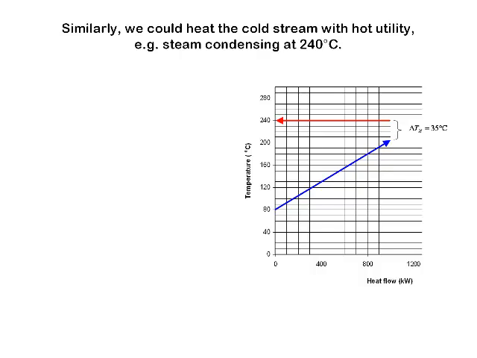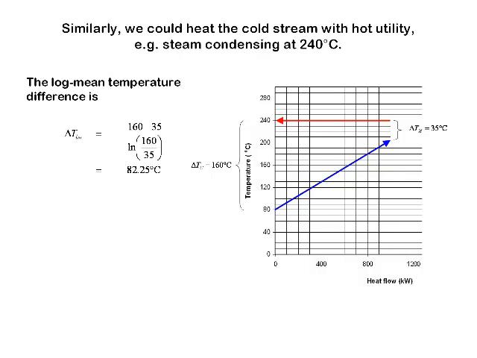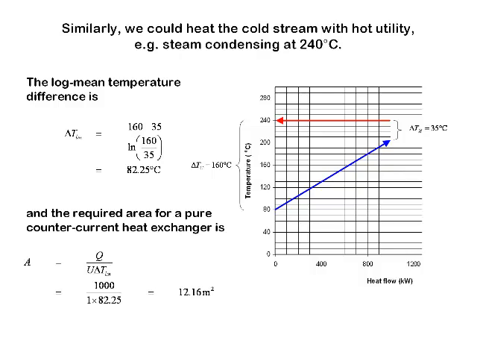Again, at the hot end, the temperature difference is 35 degrees C, 240 minus 205. At the cold end of our heat exchanger, the temperature difference is 240 minus 80, which is 160 degrees C. Putting these into our equation for the log mean temperature difference, we end up with an average temperature driving force of 82.25 degrees C. And again, this would give us an area of a heat exchanger, assuming pure countercurrent flow, assuming an overall heat transfer coefficient of 1 kilowatt per meter squared Kelvin. We would end up with an area of 12.16 meters squared for this heat exchanger.